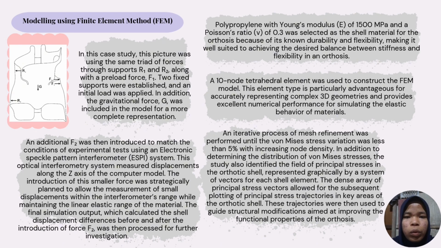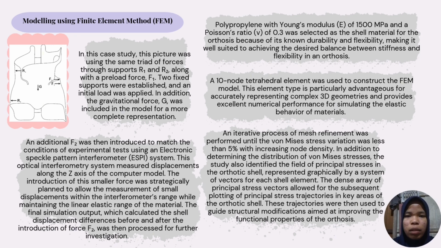The final simulation output, which calculated the shell displacement differences before and after the introduction of force F2, was then processed for further investigation. Polypropylene with a modulus of 1500 megapascals and a Poisson ratio of 0.3 was selected as the shell material for the orthosis because of its durability and flexibility, making it well suited to achieving the desired balance between stiffness and flexibility.